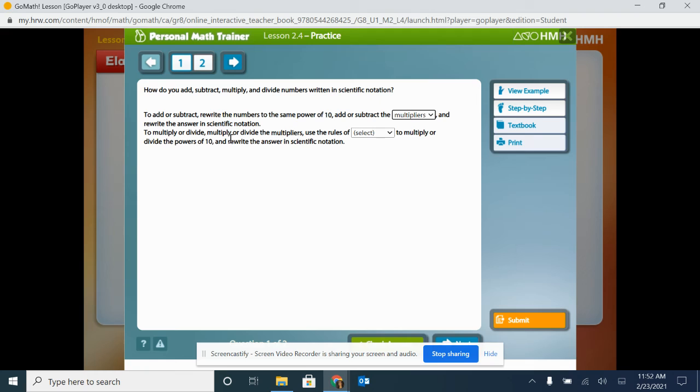To multiply or divide the multipliers, use the rule of exponents. And I haven't taught you the rules of exponents. I will be teaching them to you next week, okay? To multiply or divide powers of 10 and rewrite in scientific notation. Basically, you already discovered it. When you're multiplying, a fast way is to add the exponents. When you're dividing, you subtract the exponents. Okay?